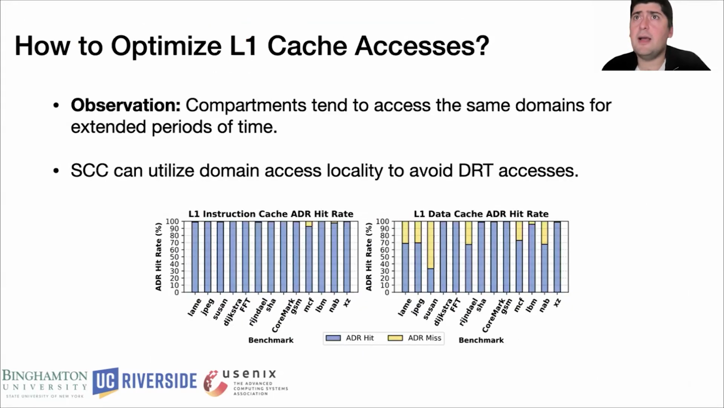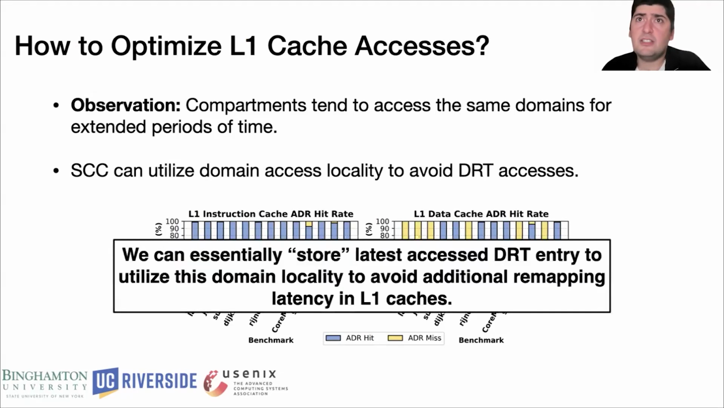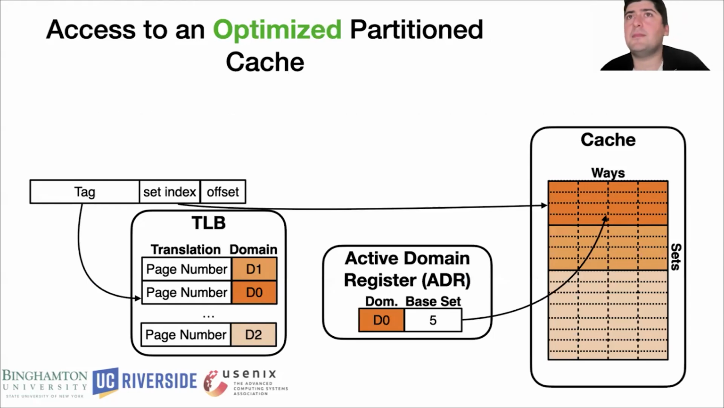To mitigate this overhead, we make a key observation. Compartments tend to access the same domains for extended periods. The graph here demonstrates the percentage of consecutive cache accesses of the same domain. On average, consecutive domain accesses account for more than 98% of total accesses. We call this phenomenon domain access locality. To exploit domain access locality, we can essentially store the most recently accessed DRT entry to speed up the cache accesses. Now let's look at an optimized cache access in the light of this new information.